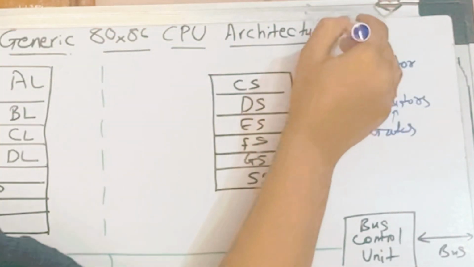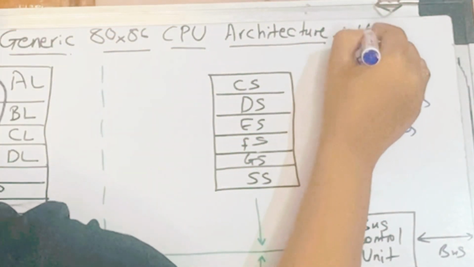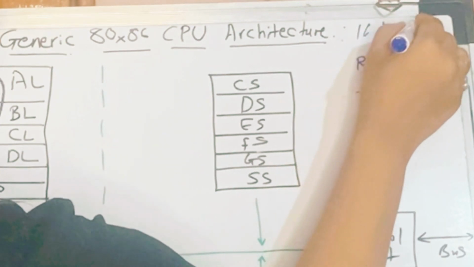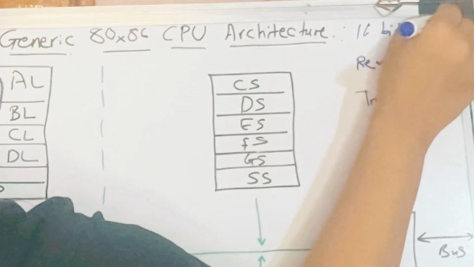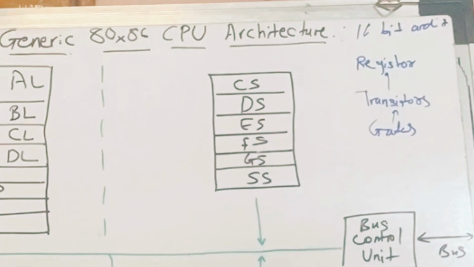Now, what do you mean by this? It is basically 16-bit architecture. So what if there is 32-bit architecture? 32-bit architecture means two 16-bit architectures. 64-bit architecture means four 16-bit architectures. So that's how the architectures are formed.